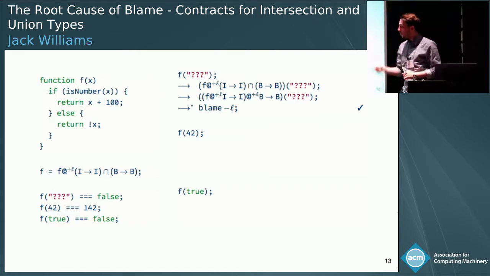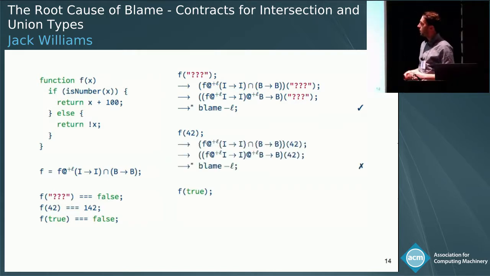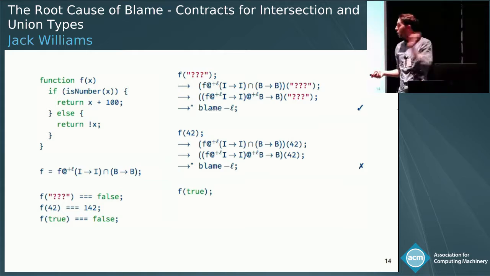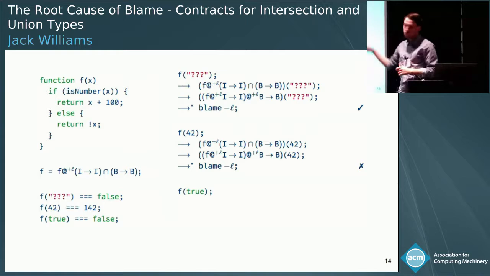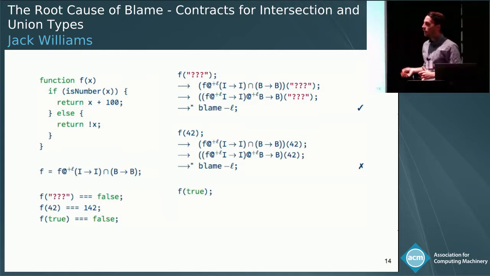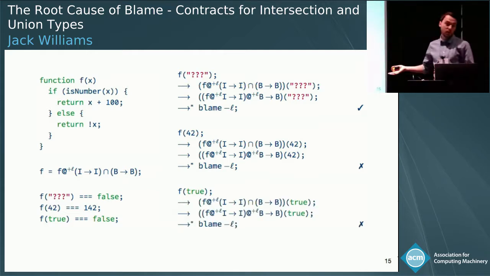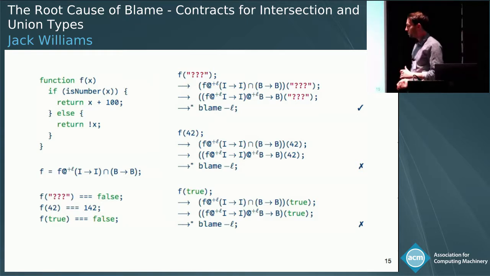But what about the integer case? Well, again, we will split the intersection, and we start wrapping from the out to in. So we start with this function contract. And of course, the integer argument is going to fail the Boolean contract. And so we get negative blame, which isn't really what we wanted. And it turns out we're always going to get negative blame. So for the Boolean example, we do a bit better with our wrappings. So we actually get past this one, but then we'll hit this one, and we'll get negative blame again. So something isn't quite right here.